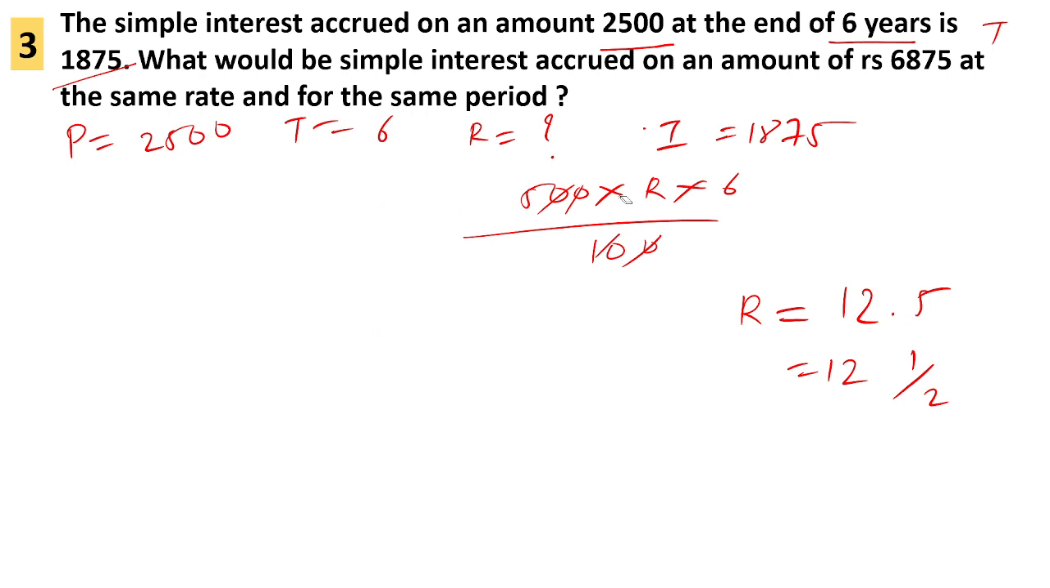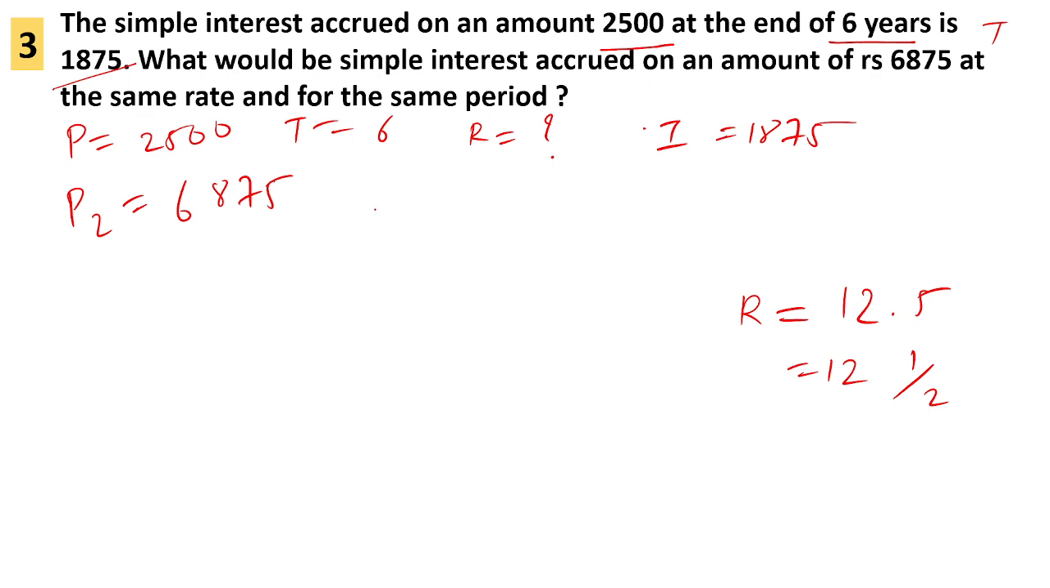Just a minute. So we got the value of R. Now, what they are asking: they have mentioned P2, that is principal, as 6875, and asked to find the simple interest at the same rate. So what is the rate? We just found it: 12.5, and the same period, so T will also be 6.